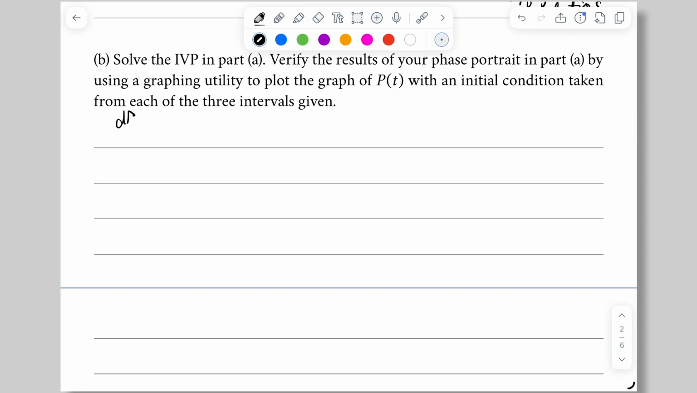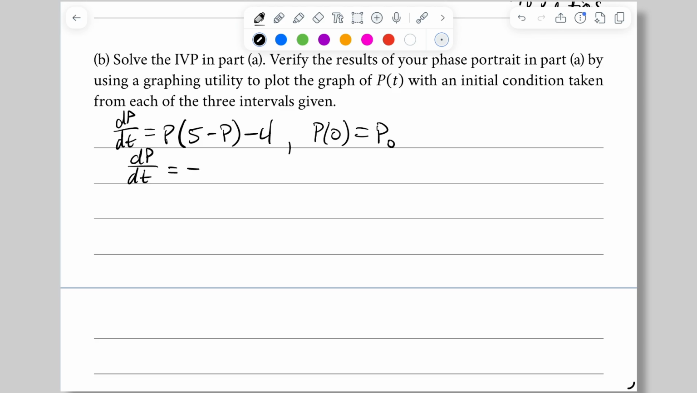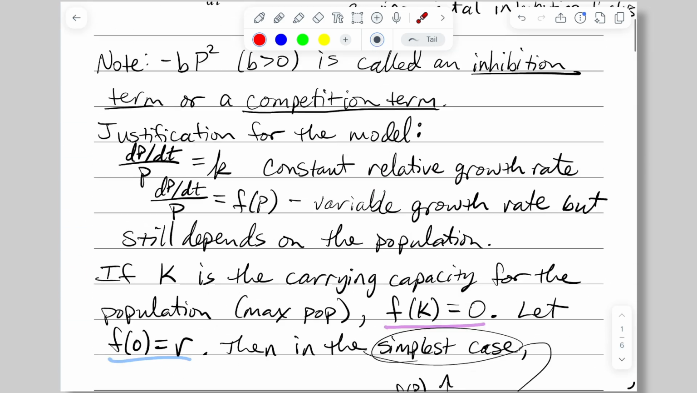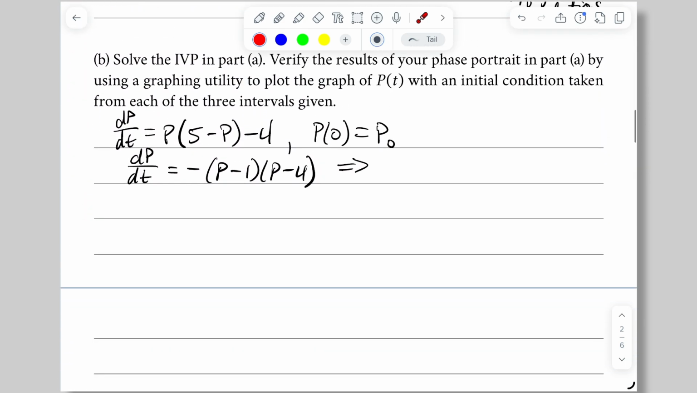So we've got dP/dt is equal to P times (5 minus P minus 4), subject to P of 0 is equal to P sub 0. Well, as we just saw, dP/dt can also be expressed as the negative of (P minus 1) times (P minus 4), and that's a useful form because this is not a linear differential equation. Remember, we're in a lesson that's called nonlinear models. So I'm not looking for an integrating factor or anything. I've got to find another way to solve this thing.